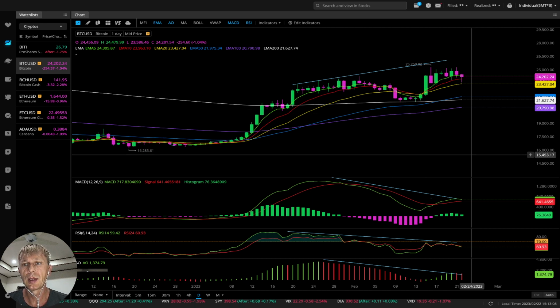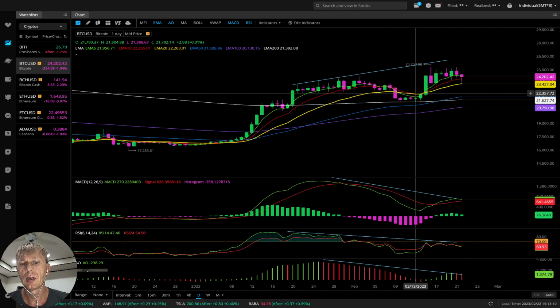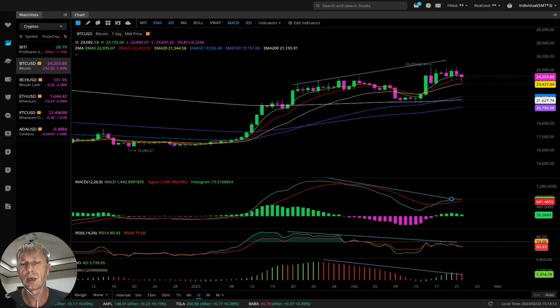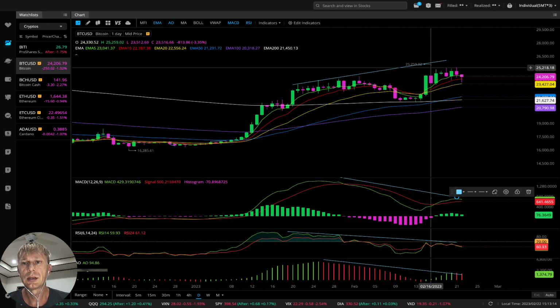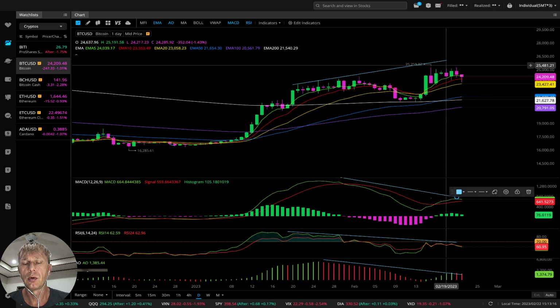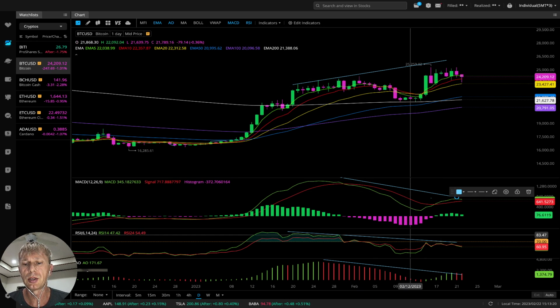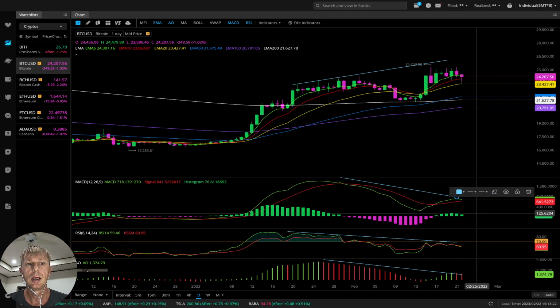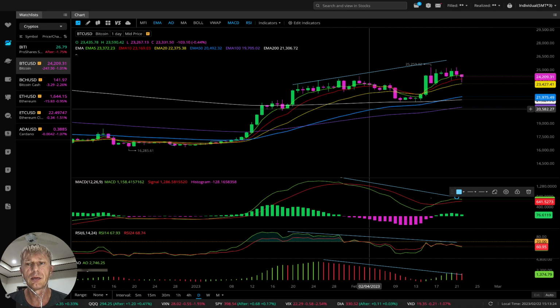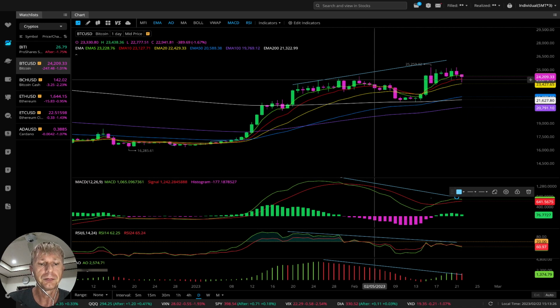Two indicators bullish, right? That's what we have, and we have bearish divergences. That's what I mentioned to you before. These new highs were a bull trap because of the bearish divergences on all indicators. Bitcoin on the daily time frame wants to go bearish.